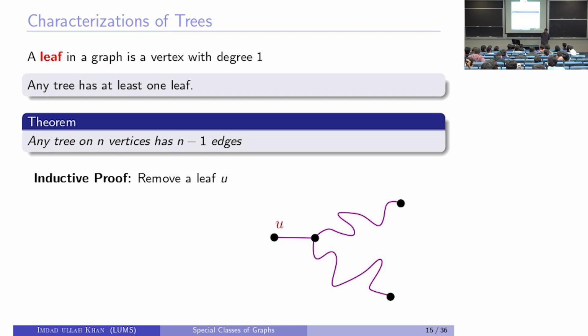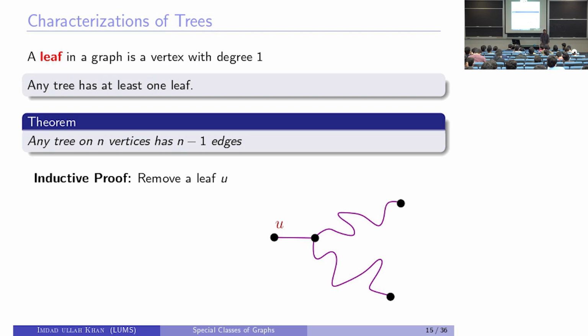Okay, so the proof is by induction. I want to prove that any tree on n vertices has exactly n minus 1 edges. The induction begins with the basis step. What is the base step? Let's say it's a tree on 2 vertices. How many edges are there? Yes, 1 edge, right? A tree on 2 vertices has exactly 1 edge, and that 1 is equal to 2 minus 1. So we are done. The base step is true.